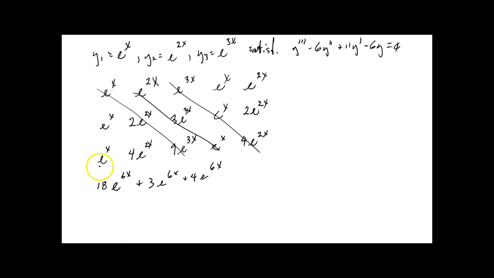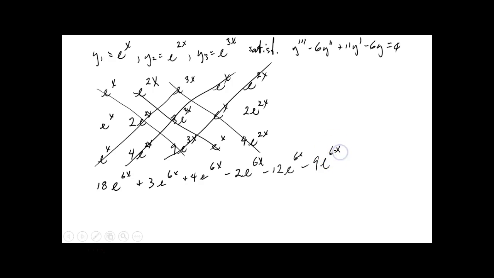Now we're going to subtract our up diagonals. That would be a minus 2 e to the 6x. This will be a minus 12 e to the 6x. I left off my x. And this will be a minus 9 e to the 6x. Let's see what those add to. These add to 7 and 18 is 25, and these add to 21 minus 2, which is minus 23.